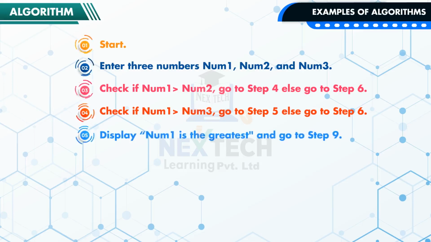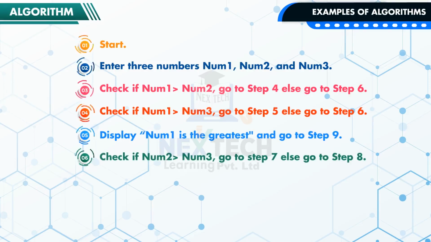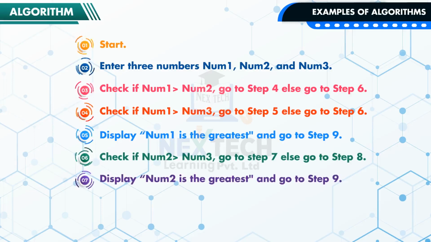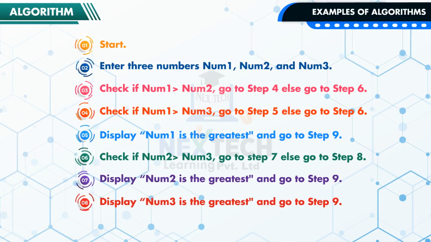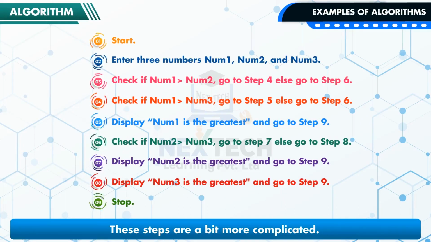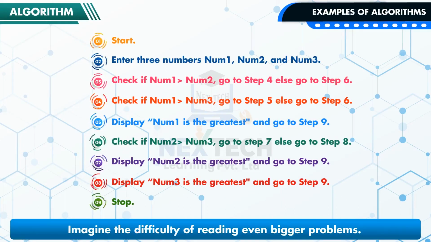Step 5. Display num1 is the greatest and go to Step 9. Step 6. Check if num2 is greater than num3. Go to Step 7, else go to Step 8. Step 7. Display num2 is the greatest and go to Step 9. Step 8. Display num3 is the greatest and go to Step 9. Step 9. Stop. These steps are a bit more complicated.